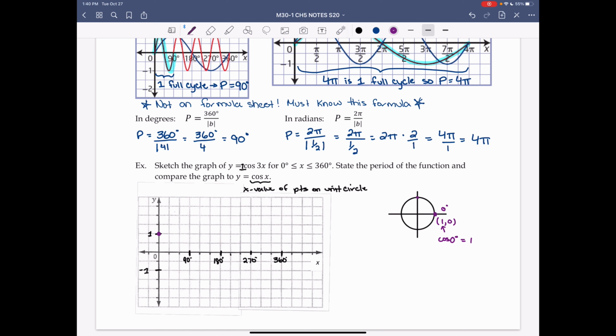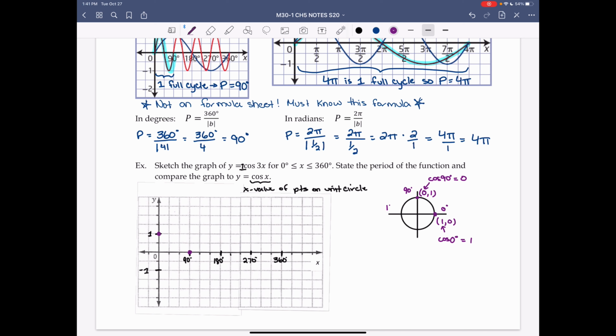Next point is at 90 degrees. We have (0, 1), which tells us that cos of 90 degrees equals 0. On our x-axis, go to 90 degrees and plot a point on the axis since y equals 0.